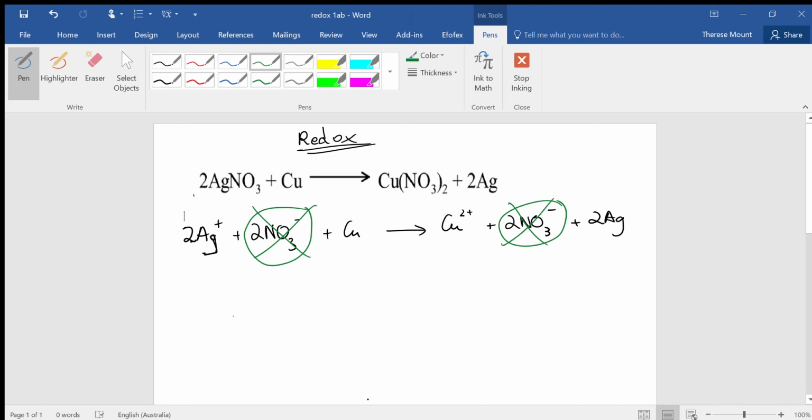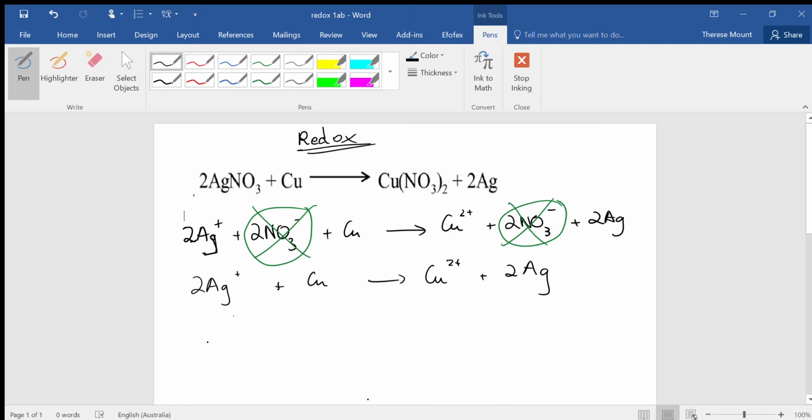Alright, so removing that, what are we left with? We're left with 2 silver ions, we've got our copper, we've got our copper 2+, and we've got our 2 silver. Now, I'm not putting in the states because the question in your booklet hasn't.